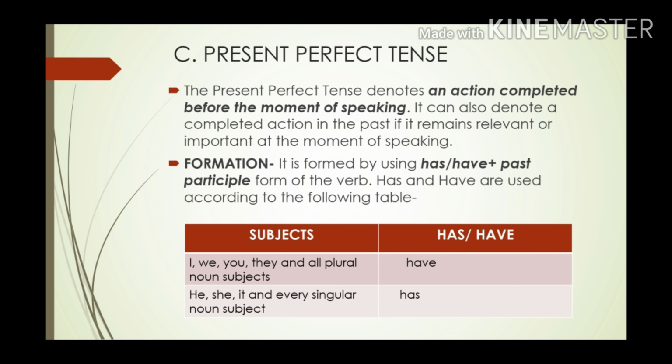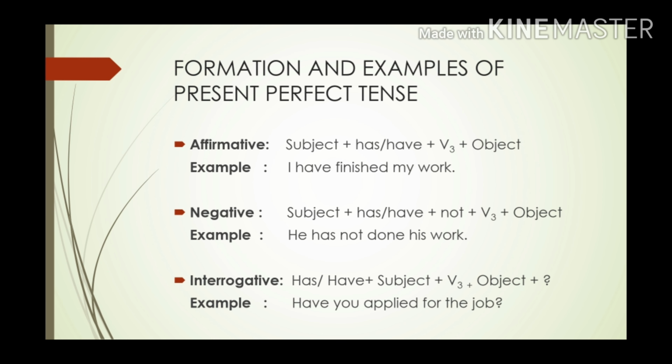If the subject is I, we, you, they, and all plural noun subjects, then we use have. If the subject is he, she, it, and all the singular noun subjects, then we will use has. Okay. Now let's see the formation of present perfect tense with some examples.